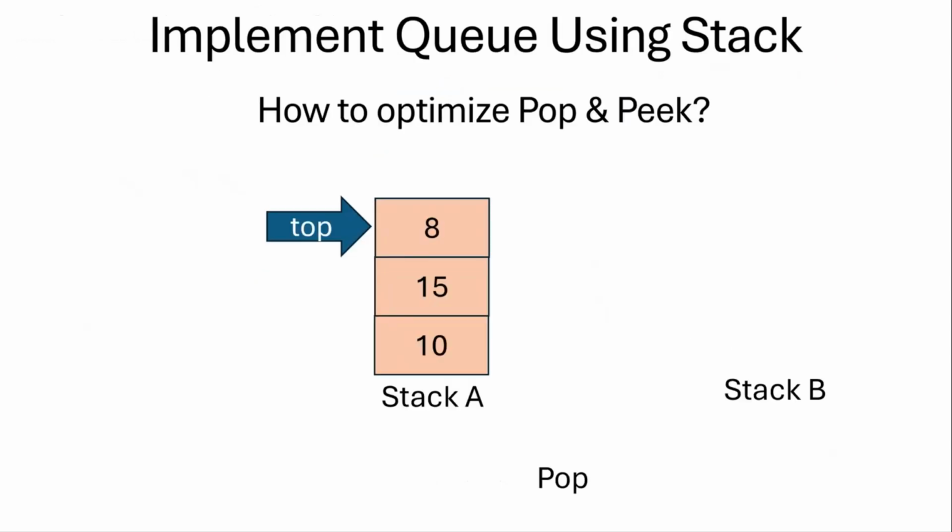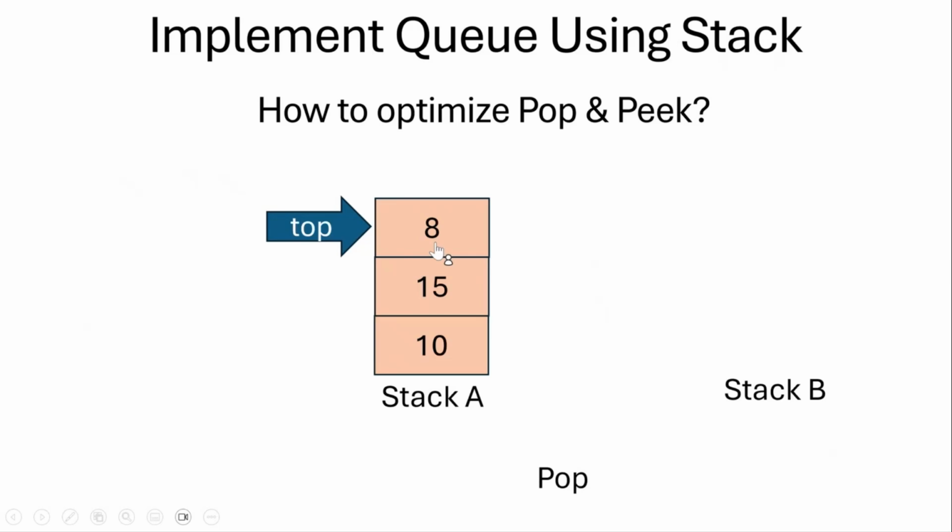Now, there is one condition which was asked in the problem statement also, that we need to make sure that all the operations of the queue, push, pop, peek, and empty, have an amortized O(1) time complexity. But we saw that pop and peek operations have a time complexity of O(n). How to optimize the pop and peek?